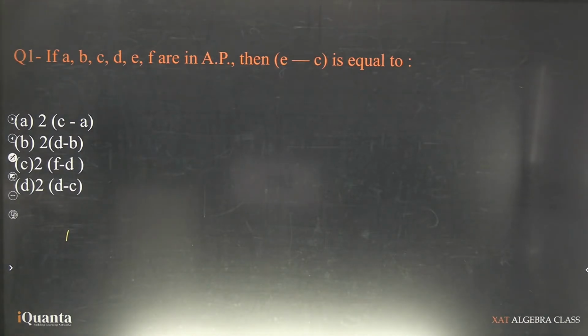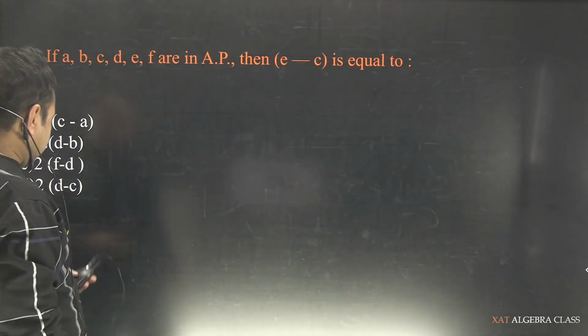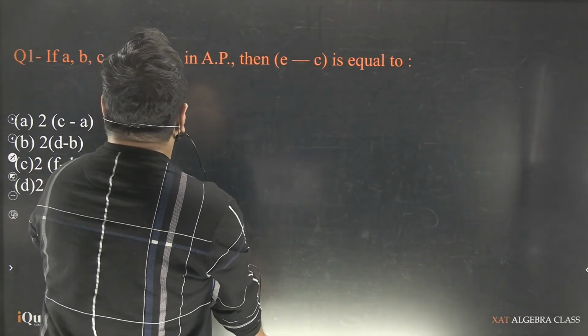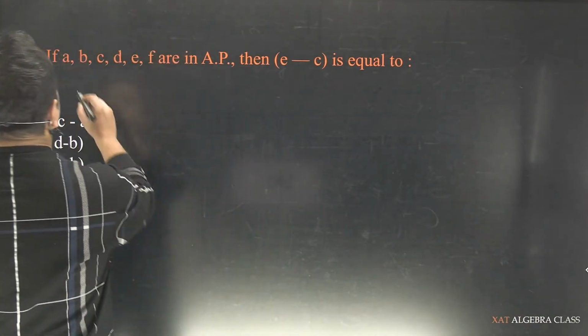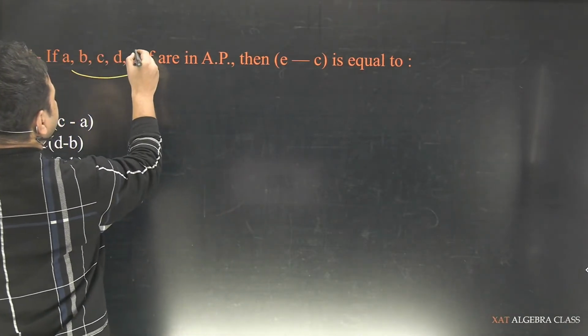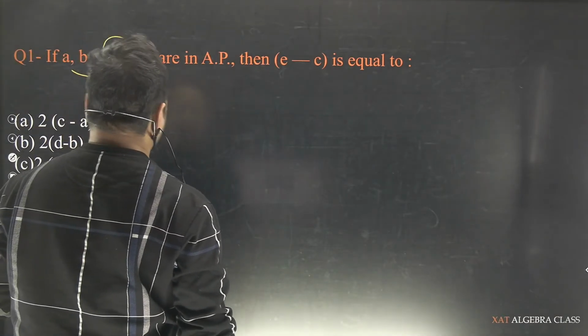The first question I would say is a bit easy, not much to do here. It says if A, B, C, D, E, F are in AP, then E minus C is equal to what? As they're in AP, they will have a common difference. E minus C should be equal to what?